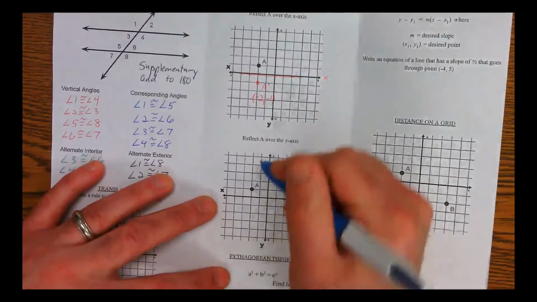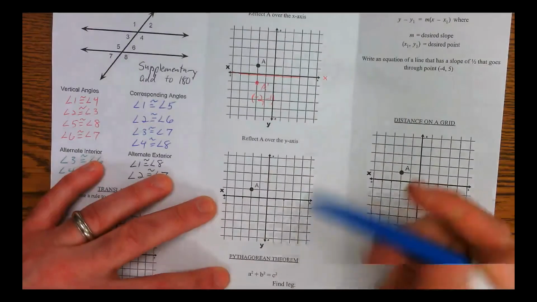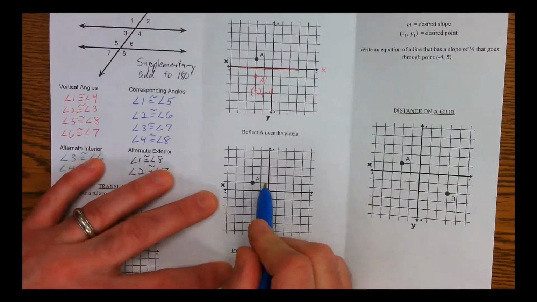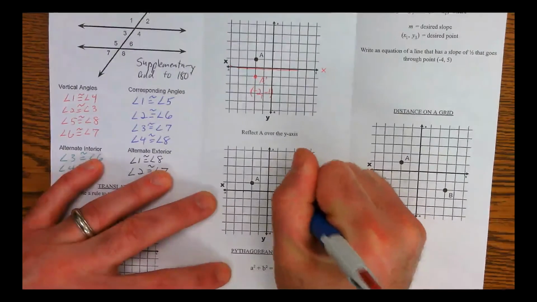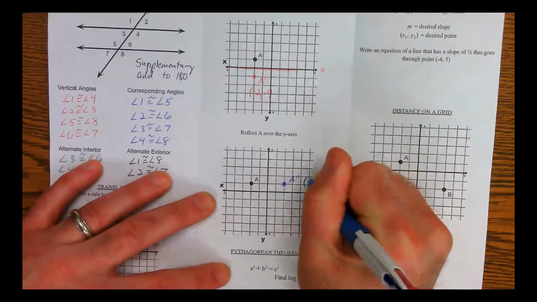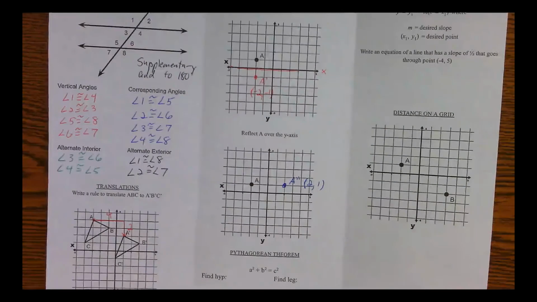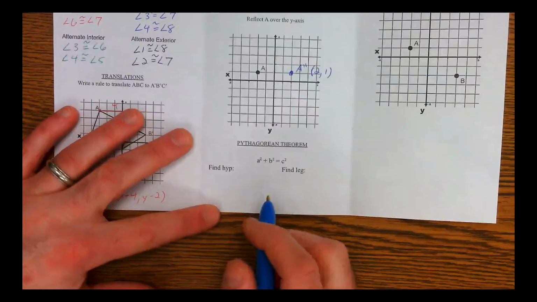If I reflect over the y-axis, so this is the y-axis here, I'll change color. Point A is 2 to the left of the y-axis, so I have to go 2 to the right of the y-axis, and I'll call that A, let's call it double prime, and that's at (2, 1). All right, so there are reflections over the axes on the benchmark. It's always good to review the Pythagorean Theorem. I think that shows up on there.